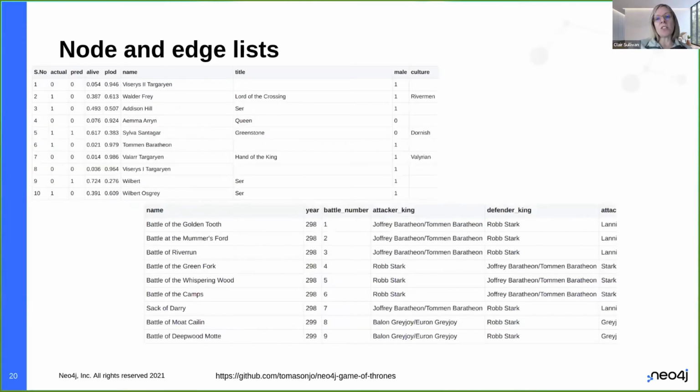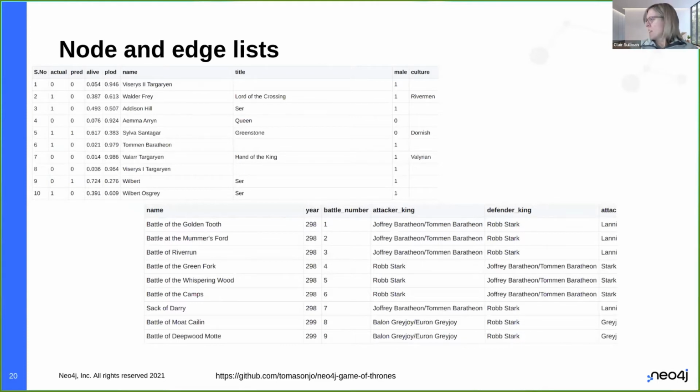Okay, so let's just look really quick at node and edge lists. I'm going to be showing you a graph today based on Game of Thrones. You don't have to know Game of Thrones to understand what we're looking at here today, but just to give you an idea of what data is in the data set.